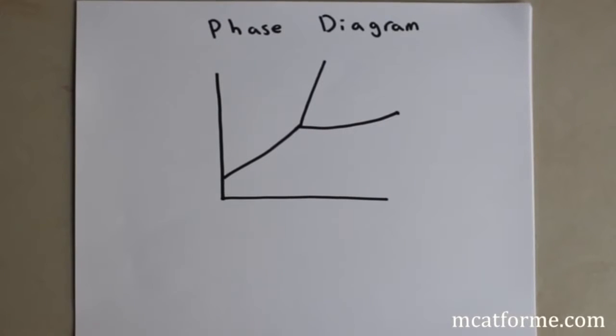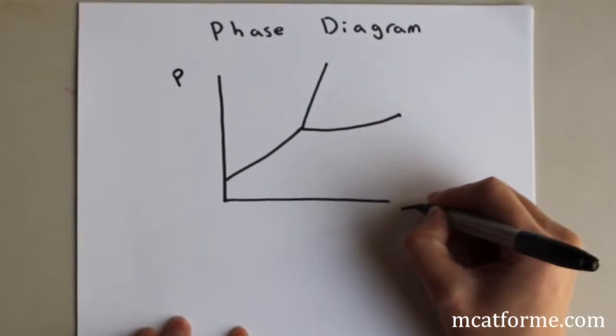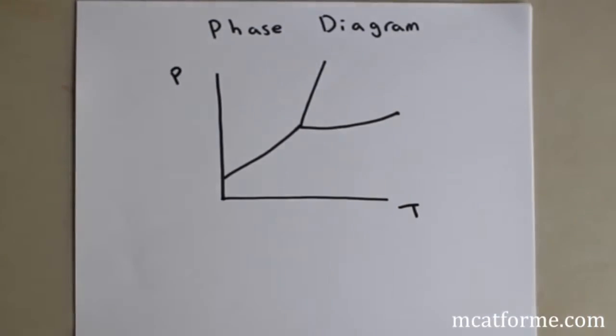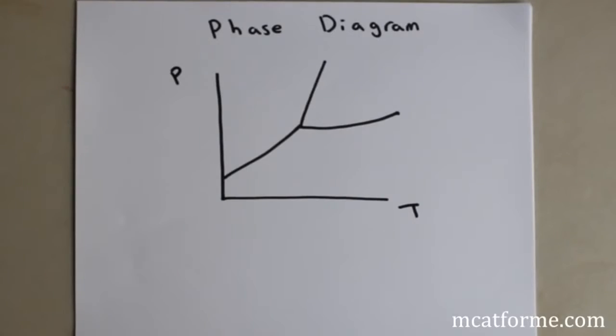Alright, so today we're going to be doing a lecture on phase diagrams. Phase diagrams are similar to phase changes, but they're just the diagrams themselves. What it is, is comparing pressure versus temperature. They always put pressure on the y-axis and temperature on the x-axis. So increasing pressure, increasing temperature, like usual.